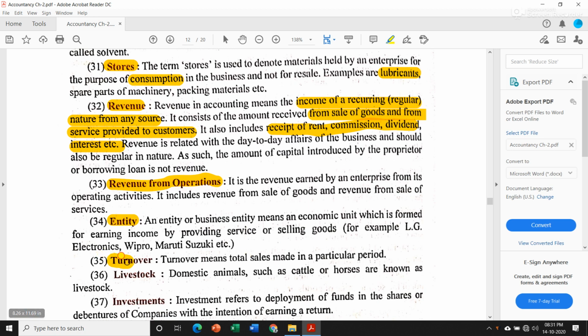Now turnover. More often we have heard some people say that my business has a turnover of this much amount. So turnover is nothing but the total sales that you have made in a particular period. Suppose you want to know the turnover of your business for last year, then for the whole year you have to find out how much amount of sales you have made. Total sales includes cash sales as well as credit sales.